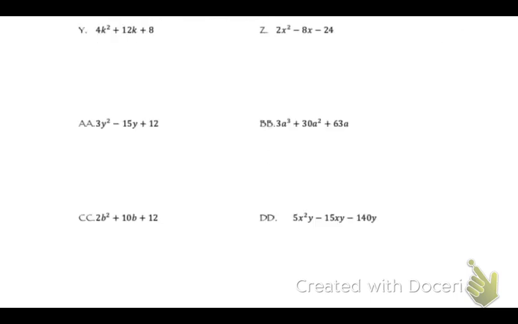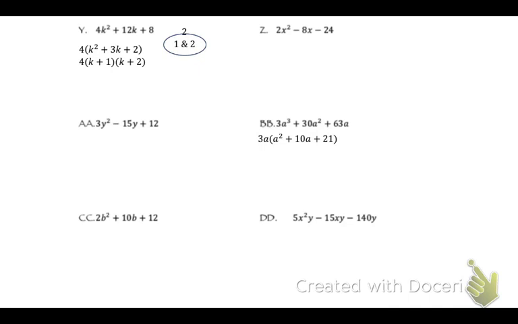Now let's look at these ones. Always start with taking out the GCF. So we take out that 4 and you're left with k squared plus 3k plus 2. We have to see what multiplies to be 2, adds to be 3. It's 1 and 2. So that's 4, k plus 1, k plus 2.